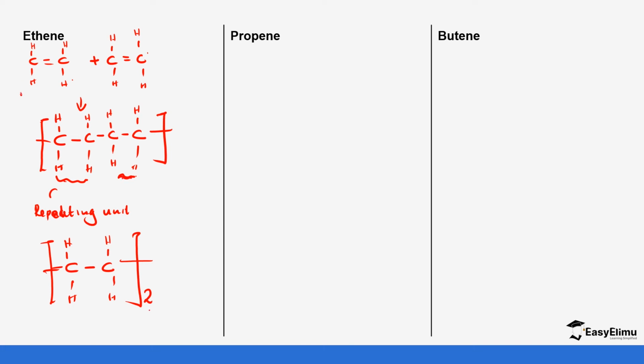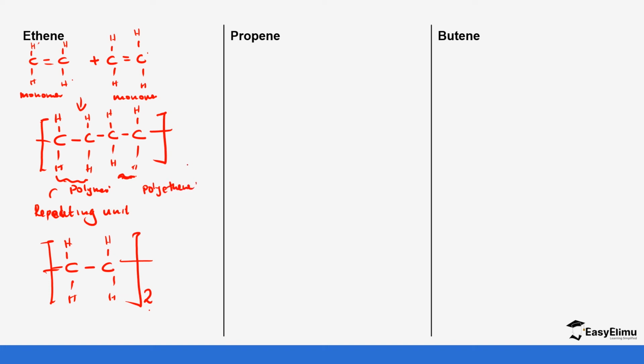So remember, this is a monomer, this is another monomer, and this which is formed is called the polymer. In this case the monomer is ethene, the polymer is polyethene.